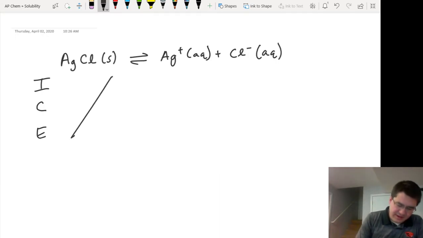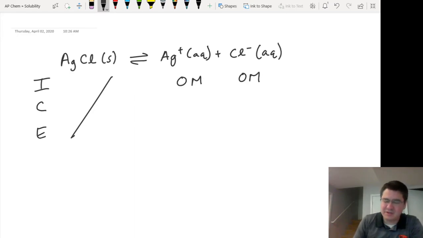Okay. Again, we're just gonna do a little ICE chart. The solid doesn't matter at all. So if we start with pure water, which is 0 molar, I'm just going to put M to remind you: ICE charts are always done in molarity. So 0 molar. Then what's going to happen as this stuff dissolves? What's going to happen to the concentrations? The concentrations are going to change, and we don't know by how much, so we just do the X.